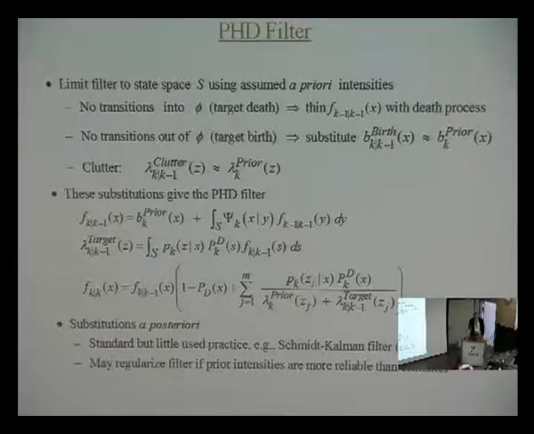Now, the notion of substituting in quantities into the posterior that I know from other sources, that's not done much, but it is done in, like, the Schmidt-Kalman filter. It's also done in physics. I understand that renormalization methods do this sort of thing to prevent certain kinds of theoretical collapses.